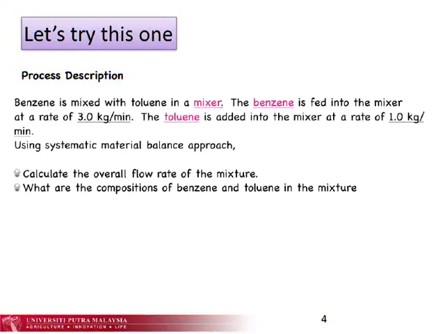Let us try this one. You're given a process in which benzene is mixed with toluene in a mixer. The benzene is fed at a rate of 3 kg per minute and the toluene is added at a rate of 1 kg per minute. You are required to calculate the overall flow rate of the mixture and the composition of benzene and toluene in the mixture. Let us see. Our keywords here are mixer, benzene, and toluene. Underline all those keywords.